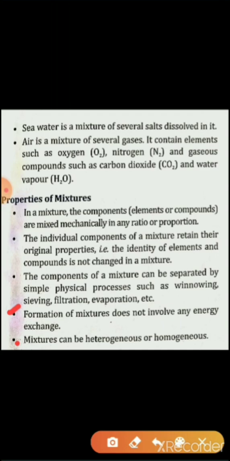In the next class we will discuss the types of mixtures, that is, heterogeneous and homogeneous.